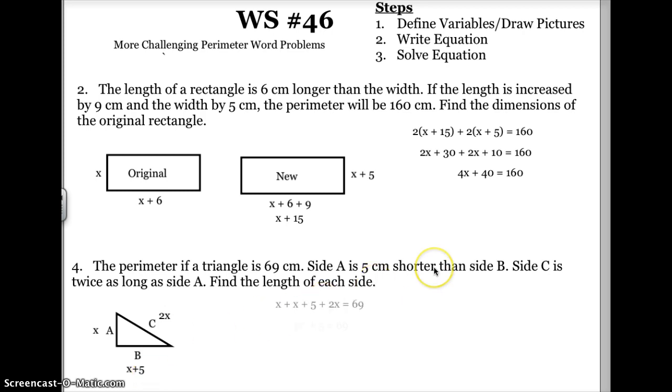Now, when I write that equation, I have x plus x plus 5 plus 2x is equal to 69. When I combine my like terms, I'm going to have 4x plus 5 is equal to 69. And now again, it's an easy two-step equation which you should be able to solve. If you can't solve the problems when I get to the two-step equation, you need to make sure you watch my video on two-step equations that I have made up for you guys also.